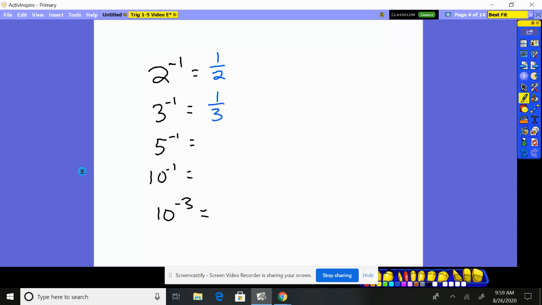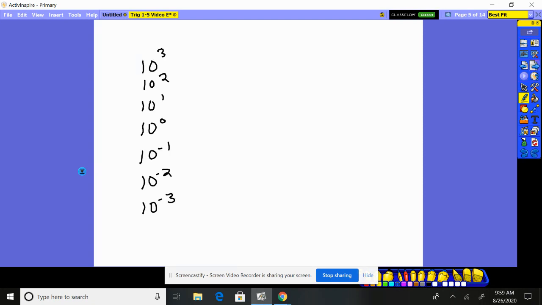Two numbers are reciprocals if when you multiply them together, you get 1. 3 times 1/3 is 1. 2 times a half is 1. 5 to the negative 1 is 1/5, because 5 times 1/5 is 1. 10 to the negative 1 is 1/10. What about 10 to the negative third? Well, that means 1 over 10 to the third, which is 1 over 1,000, because 10 times 10 times 10 is 1,000.